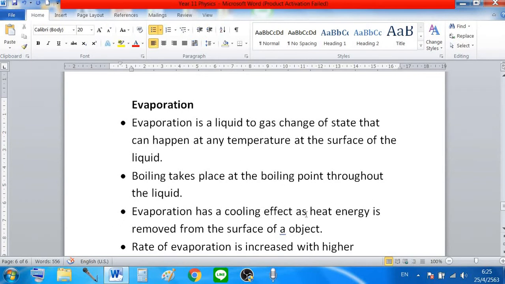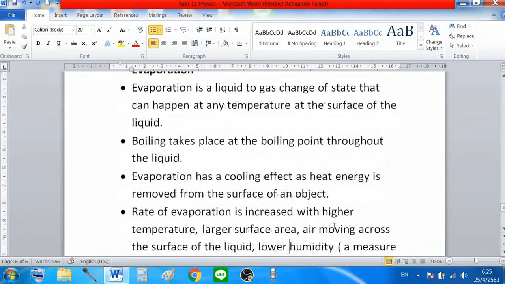Evaporation has a cooling effect as heat energy is removed from the surface of an object. So if we sweat and there is liquid on our skin and that liquid evaporates, that liquid changes to a gas, it is pulling heat energy from our body, and that energy is transferred to the air. So when we sweat, when liquids evaporate from our skin, we feel cooler, and that's called the cooling effect.